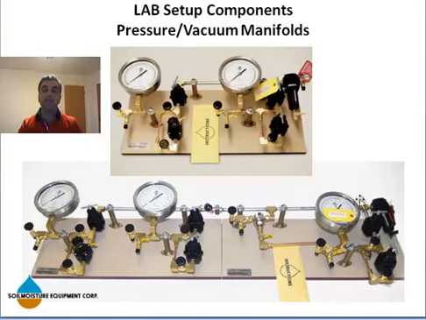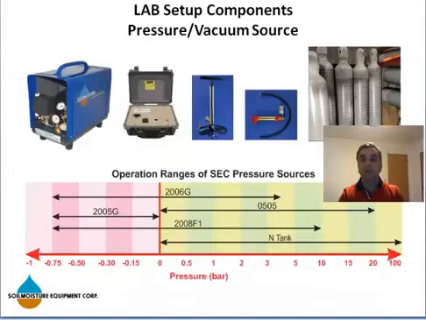And if you buy a lab 2-3, you get this guy, and if you buy a lab 1-2-3, you get this combined or combo manifold. Lab setup components, pressure, vacuum sources.